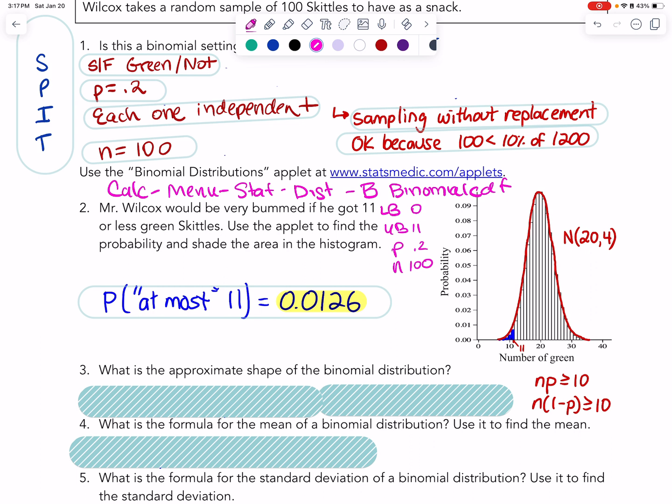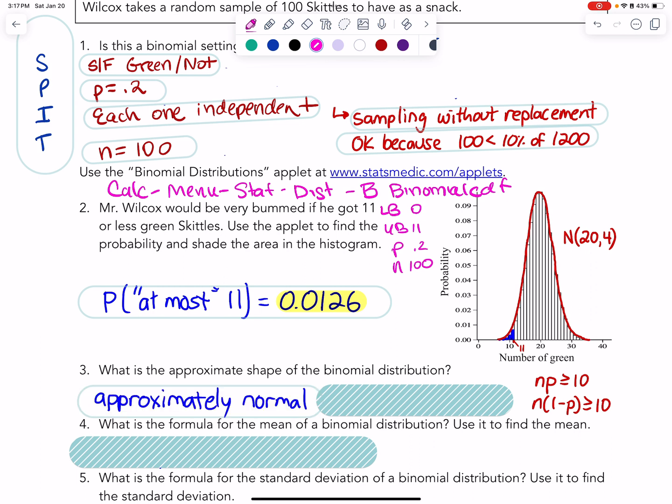Looking at the approximate shape, you can see that this is about normal. It looks fairly symmetric. That's because of the large counts condition. If you use your mean, np, and you have 10 or more, and you use your failures, n times 1 minus p, which is also 10 or more, then you're going to have an approximately normal model.